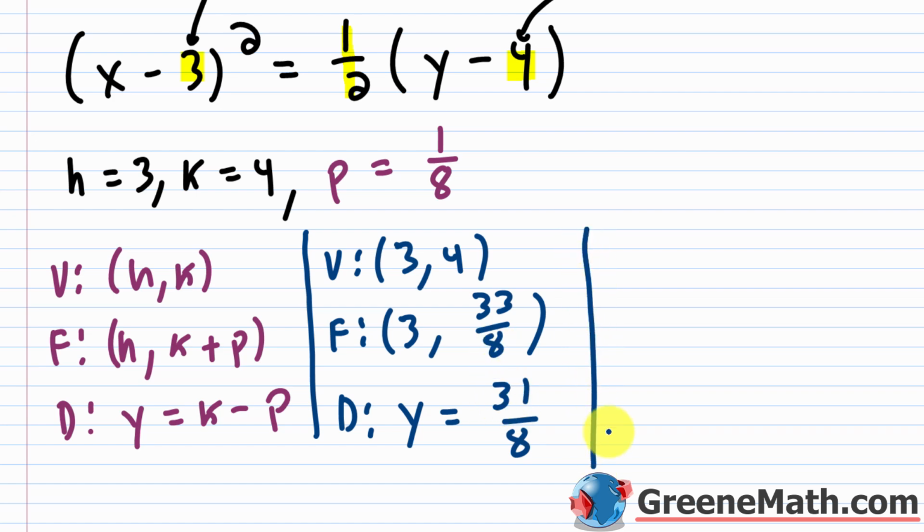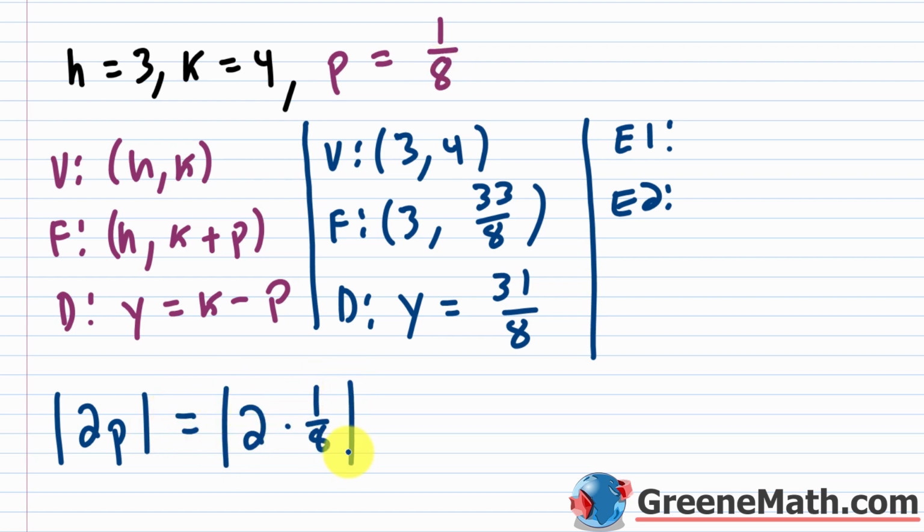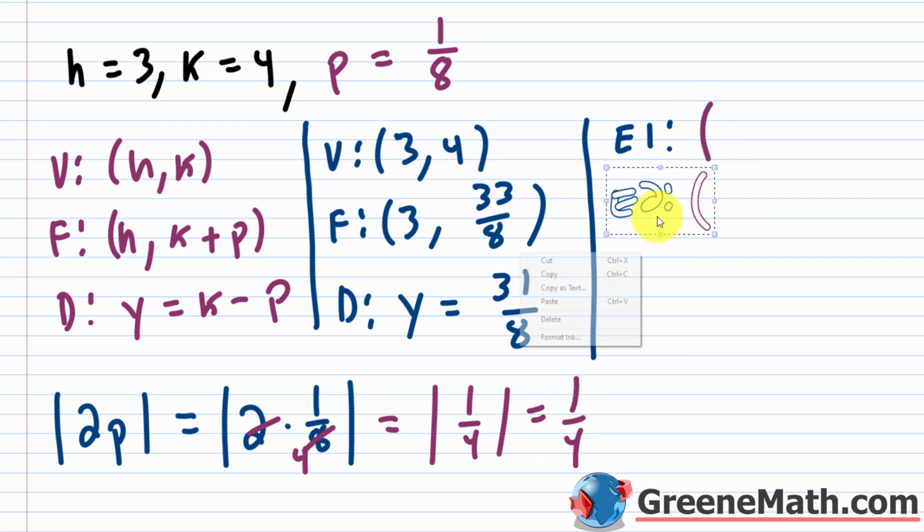Okay, in terms of the endpoints for the latus rectum, let's go E1 and E2. Again, because this is a vertical parabola, you're moving to the left from the focus by the absolute value of 2p, and then to the right from the focus by the absolute value of 2p. Well, the absolute value of 2p is equal to, here p is 1/8, the absolute value of 2 times 1/8. So 8 divided by 2 is 4. So this is the absolute value of 1/4, which is 1/4. Let me write this. Maybe I'll move this down just a little bit.